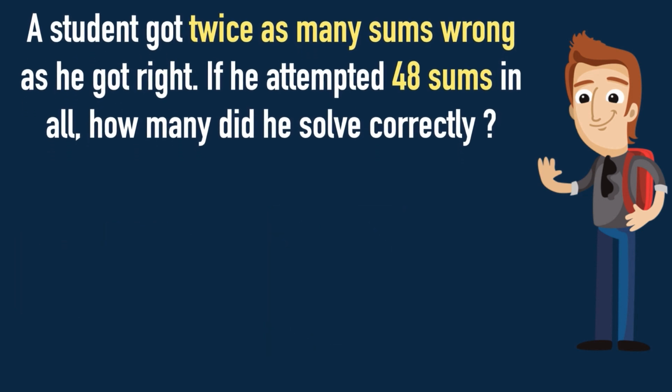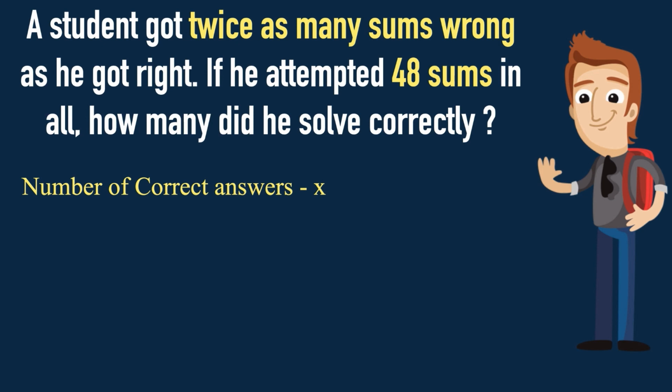Let me explain the solution now. Let x be the number of sums the student got right. Then the number of sums the student answered wrong will be 2x. This is because, as per the question, the student got twice as many sums wrong as he got right.